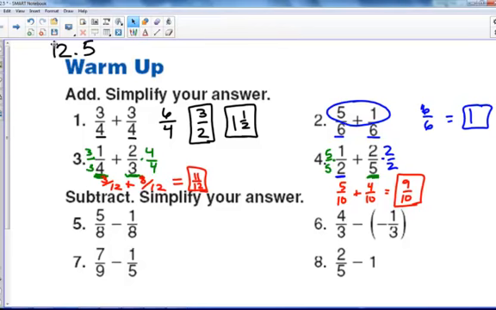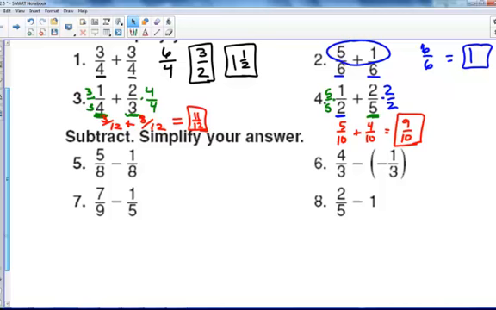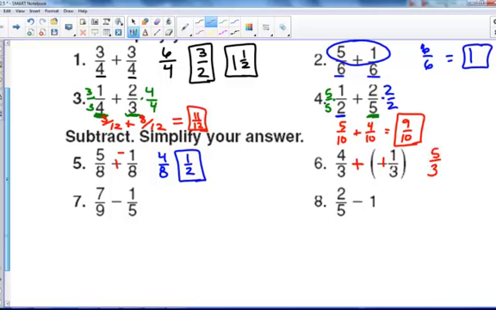Now, subtracting is the exact same situation. So 5/8 minus 1/8 would be 4/8. That's reducible to 1/2. Then 4/3 minus negative 1/3: a minus and a negative, I can make that plus a positive. A minus a negative would be plus a positive. You need to change the sign of what's behind the minus that you're changing. So 4/3 plus 1/3 is really 5/3, which is 1 and 2/3.